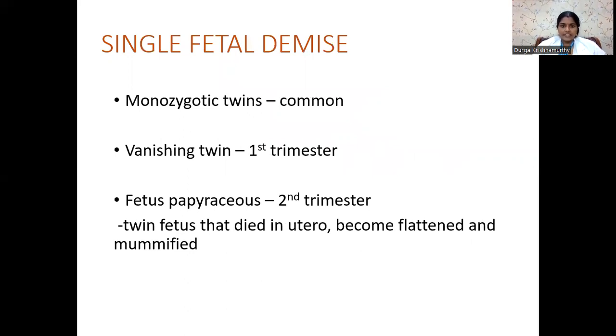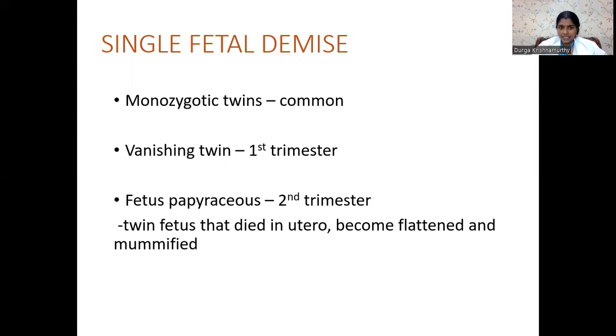What is called single fetal demise? That is, among the two babies, one baby dies and the other baby grows. This type of problem is very common in monozygotic twins. If this happens in the first trimester, it vanishes by itself and it is called the vanishing twin.